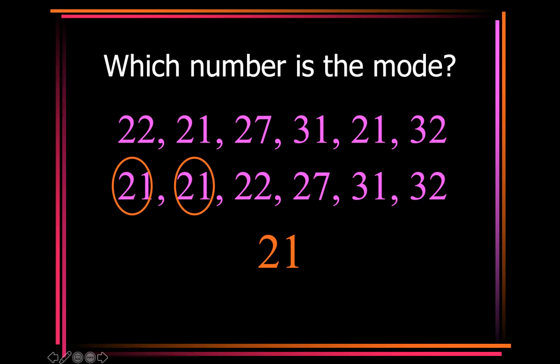So for example, if I had 5 21s, 3 22s, 5 27s, 4 31s, and only 1 32, remember, if there's 5 21s and 5 27s, that's the most that showed up. 21 and 27 still end up being the mode. You're probably thinking to yourself, well, what if nothing repeats? Well, if nothing repeats, then you have no mode. Okay? If nothing repeats, you have no mode.